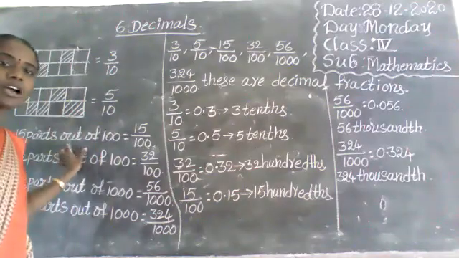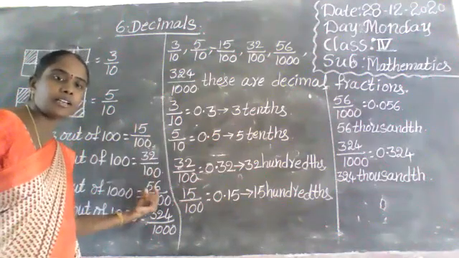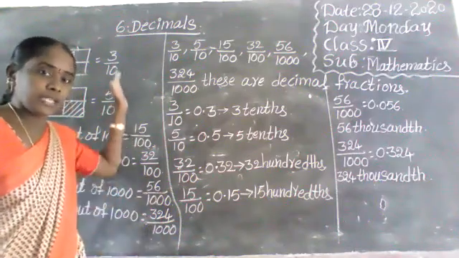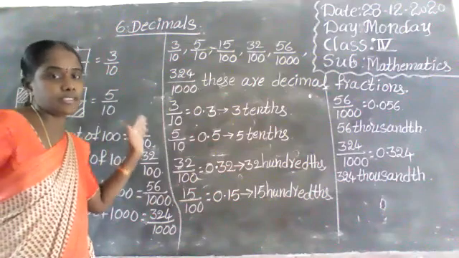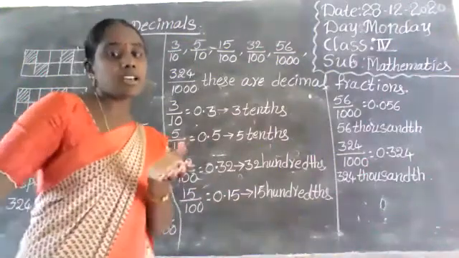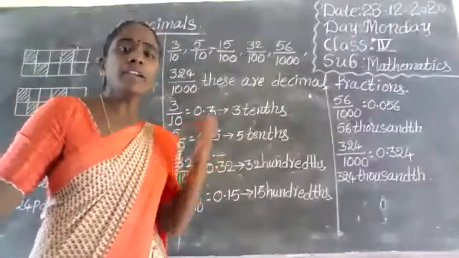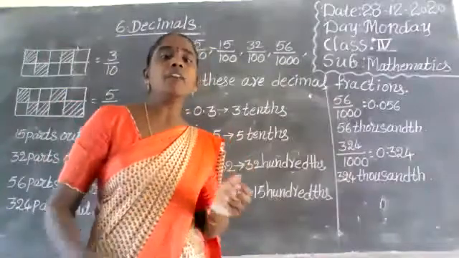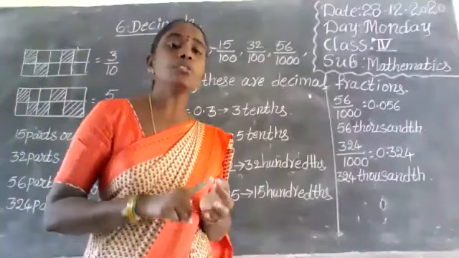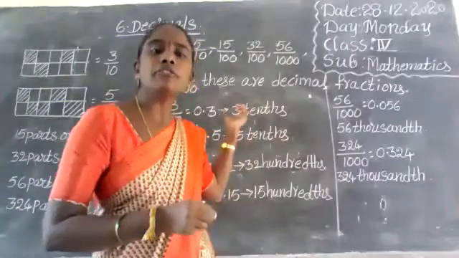Next, 15 parts out of 100. We can write in fraction form 15 by 100. Similarly, 32 by 100 and 56 by 1000 and 324 by 1000. These fractions are called decimal fractions. Why are we calling these fractions decimal fractions? Fractions which have denominators 10, 100, 1000, 10,000, lakhs, 10 lakhs are called decimal fractions.